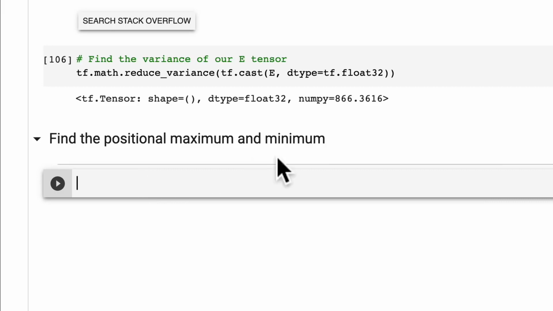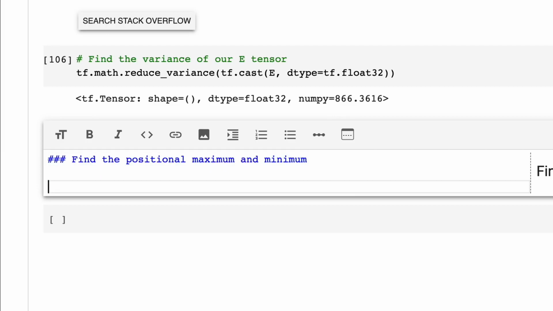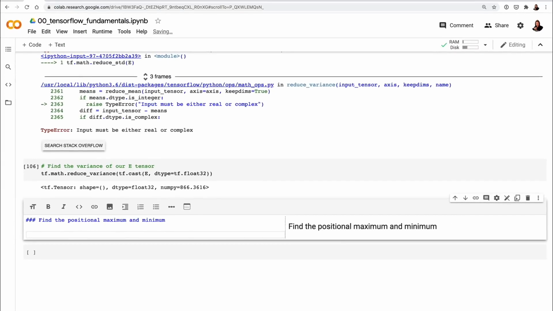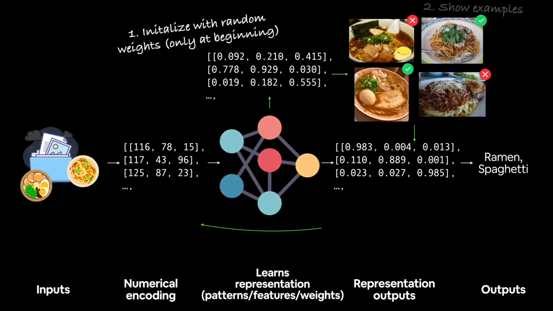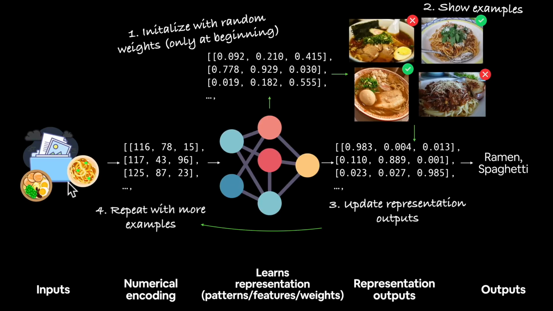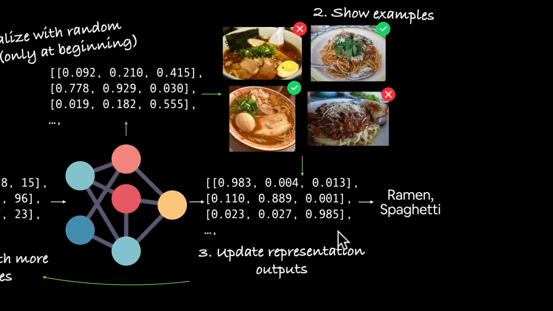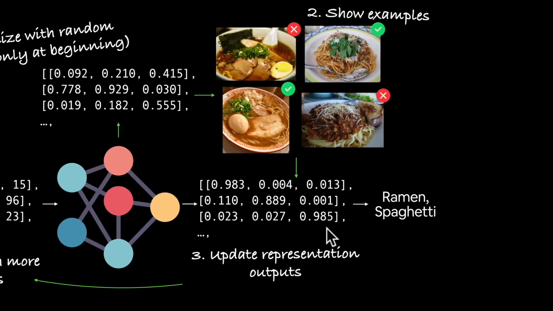Now, when might this be helpful? Well, you're going to see this a lot when your neural network outputs prediction probabilities, which we haven't seen yet. But remember our little example where we got our images, input them into some numerical encoding, it goes through our neural network, finds the patterns in there, adjusts the random weights it initializes with, and updates its representation outputs. And then oftentimes the representation outputs are referred to as prediction probabilities. So in this case, 0.983 is the highest number, then 0.04, 0.013.